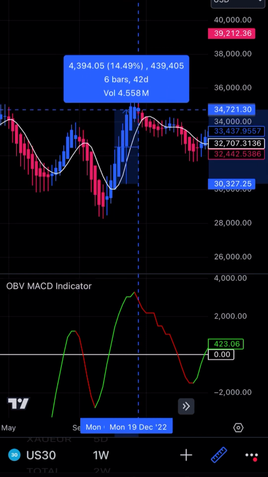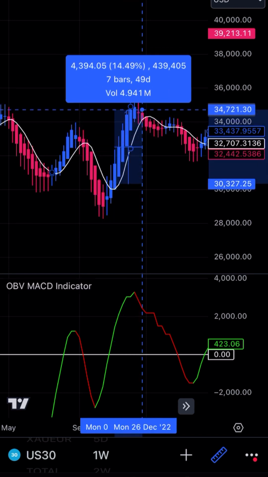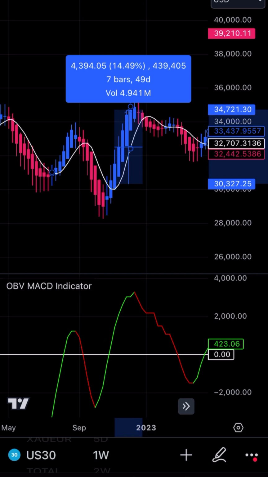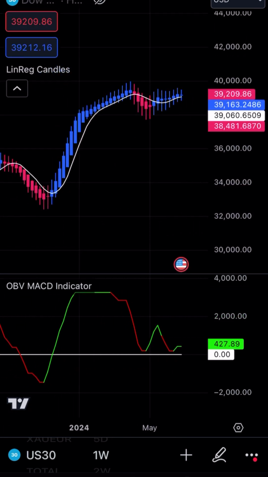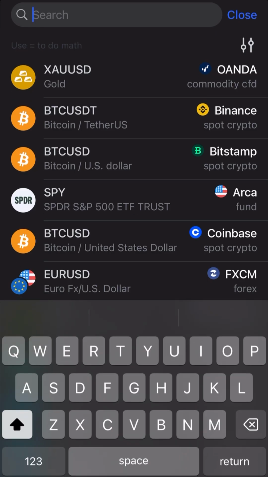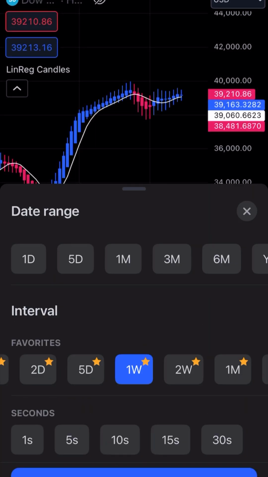But you see it happen here. You see it happen exactly the same time. You ride it out, and this is 50 days, and then you turn a 0.01 into $4,394. So that's the power of this. That's the power of doing this with the US30.